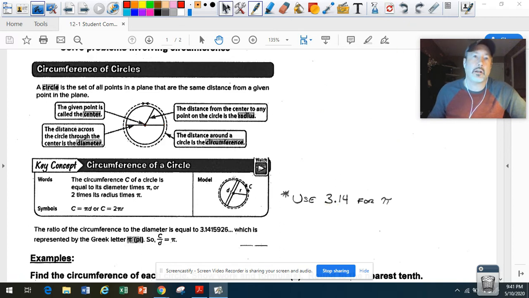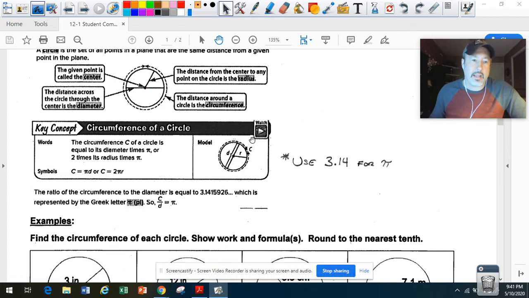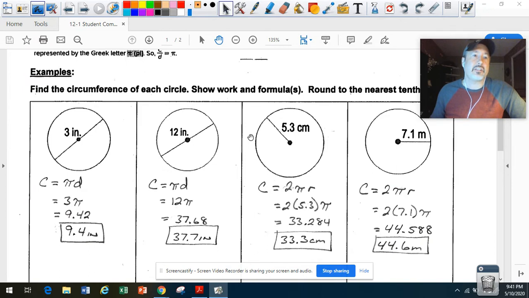Okay, let's continue on here. Let's see what else we have going on here. Okay, they have some examples here. It says, find the circumference of each circle. Show your work and the formulas, round to the nearest tenth.